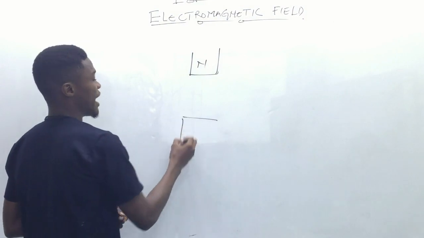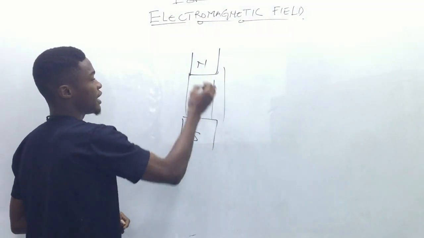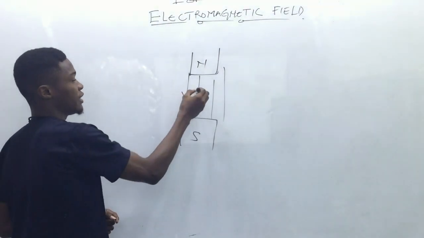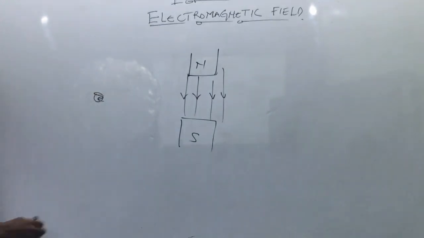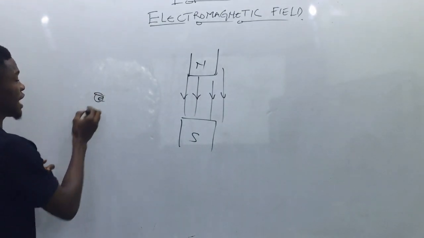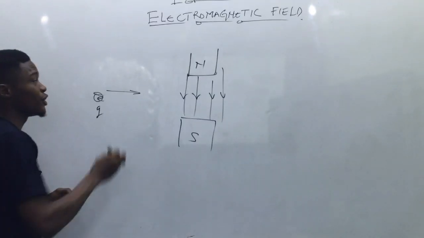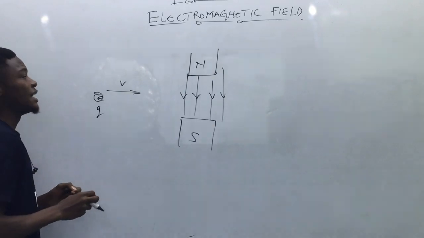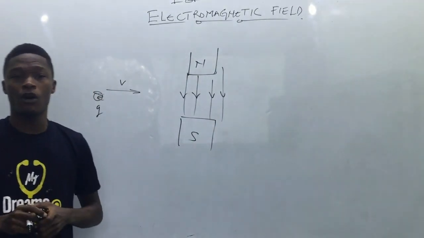We have a north pole here and a south pole on this side. Of course, the lines of force are as shown below, pointing downwards. Now, I have a charge, maybe an electron E. Any charge we have must have a magnitude, and the magnitude of that charge is represented by Q. Now, it is projected into this magnetic field with a velocity V. Once this charge enters the magnetic field, it experiences a force.